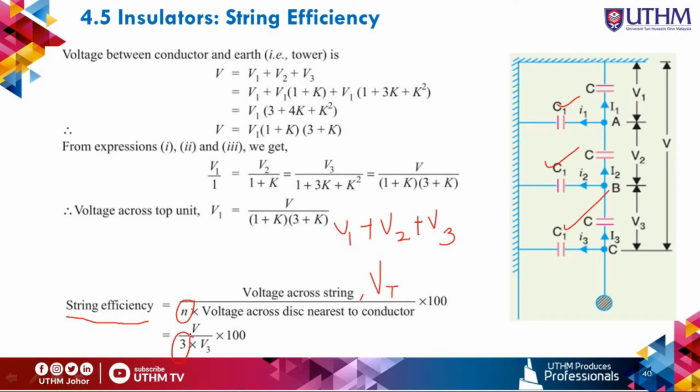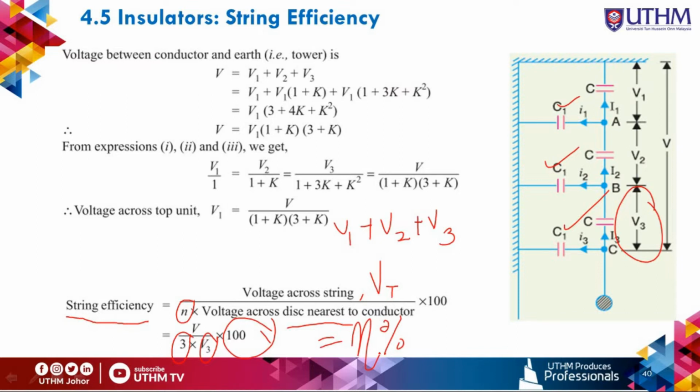So that's why we write here 3 and times the voltage across the insulator nearest to the conductor. So V3 is the voltage across the insulator nearest to the conductor, which is the Vmax. So here is the V3. Then you times with 100%. Then you can get the percentage of the string efficiency.